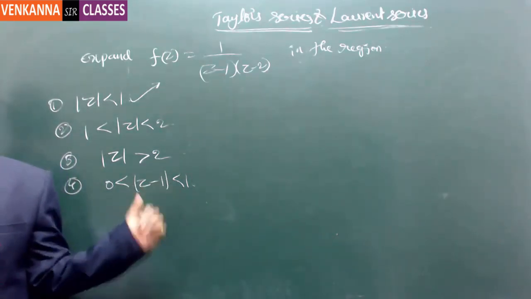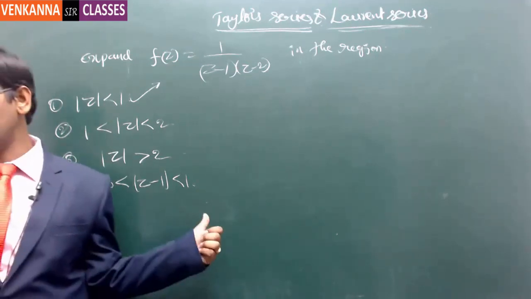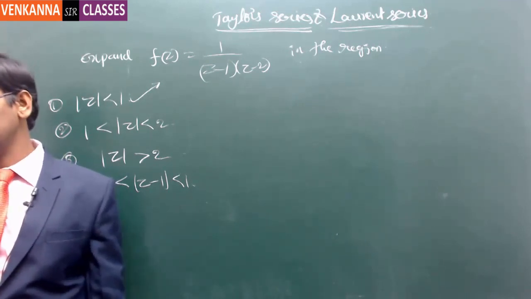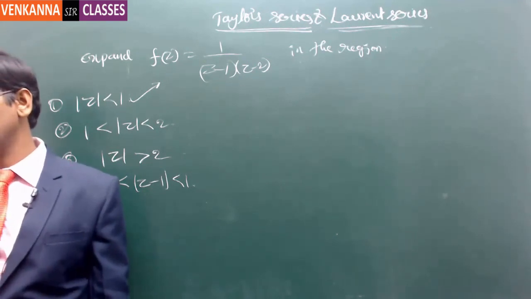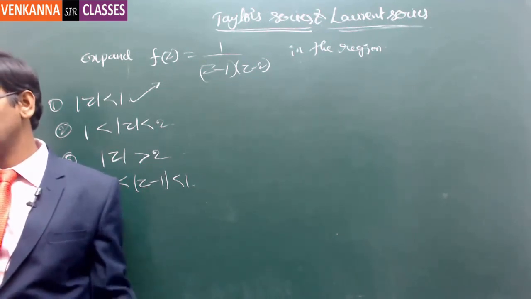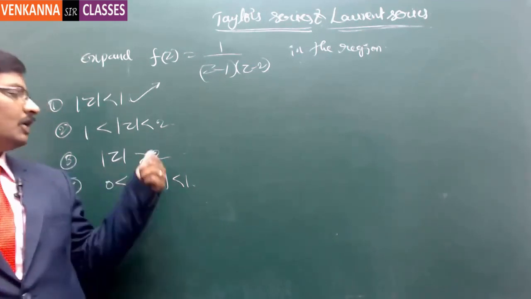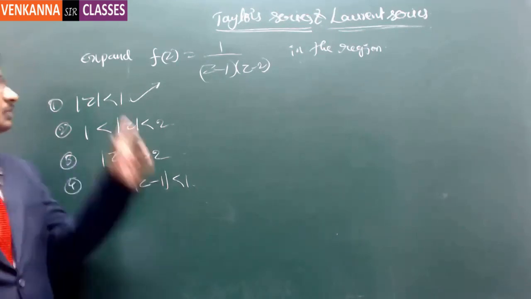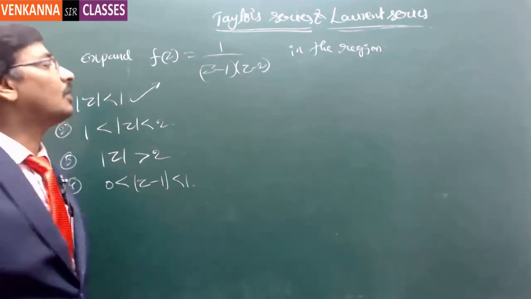What about case 3? Three and 4 both. Taylor's and Laurent, I don't think so. This will also be Laurent series. Let us see what kind of series we are going to get. So this is the Taylor series and all other 3 are the Laurent series. Now let us see how we are going to get it.